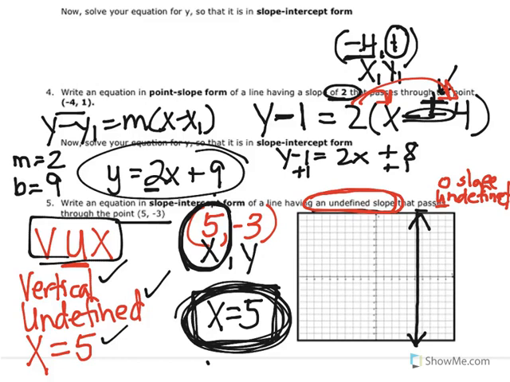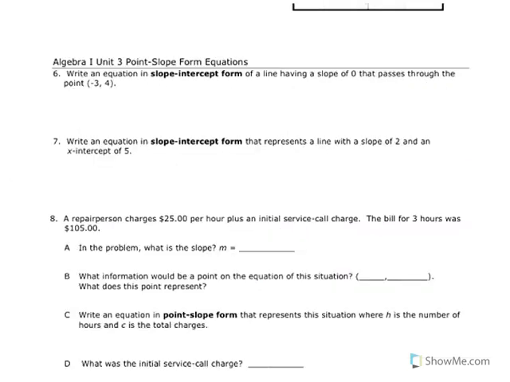Okay, let's go to the back. Okay, it says write an equation in slope-intercept form of a line having a slope of 0, special line, and passes through the point -3, 4. Okay, so this is another special line, and so the rules don't exactly apply. Remember I gave you the word HOY?